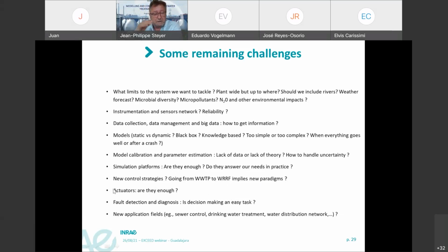Actuators. Thirty years ago, the main problem was sensors. Now the sensor problem is more or less solved, but actuators, well, you cannot store wastewater coming to a plant forever. So you need to deal with this, and you don't have too many actuators. And that's an issue also. Diagnosis, it's not an easy task. How to make decisions, how to take good decisions, and how to make new applications in terms of sewer control, drinking water treatment plant, water distribution network, and so on and so forth.